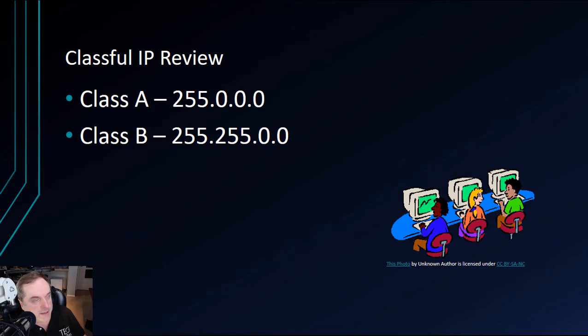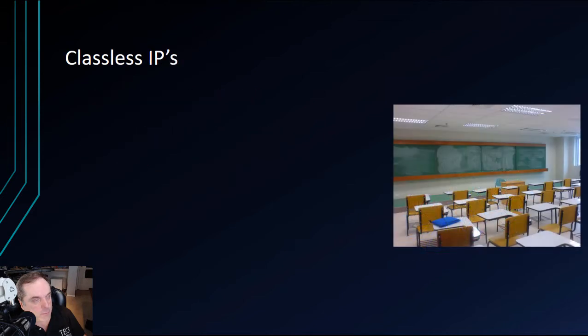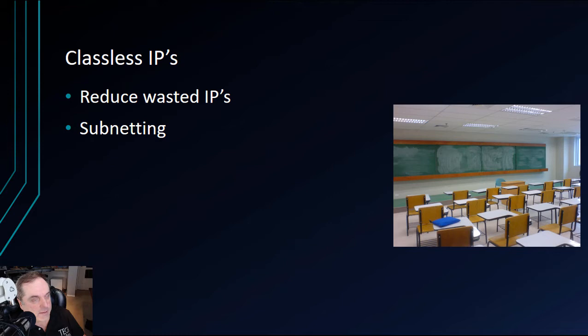We had Class A, which was an 8-bit subnet mask, Class B, which was 16, and Class C, which is 24. But then we came up in the 1990s with a better plan, and that was classless IP addresses. And although it looks or sounds worse, it's actually much better. What it allows us to do is reduce wasted IP addresses, and it does that using subnetting, which we'll show here shortly.